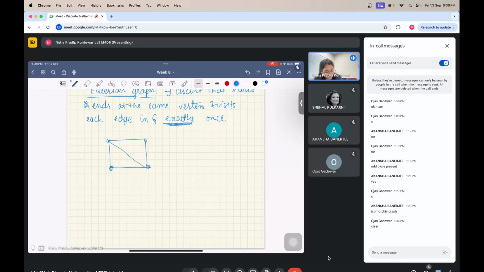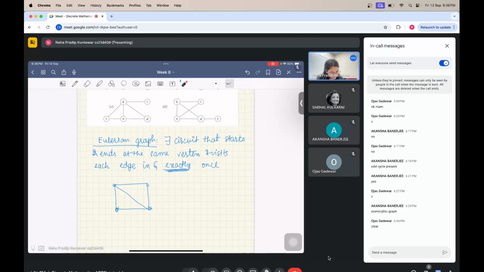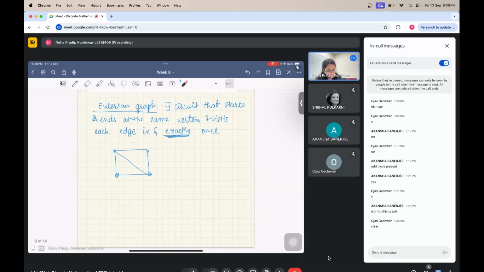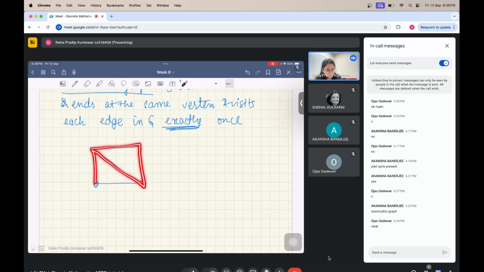But if I add one more edge, then it's not clear why you should have a tour. If you start here and take all these edges, then notice that you have covered all the edges, but you have not reached the same point. You started here and you're ending here, so this is not allowed. You want to start at the same point and end at the same point.